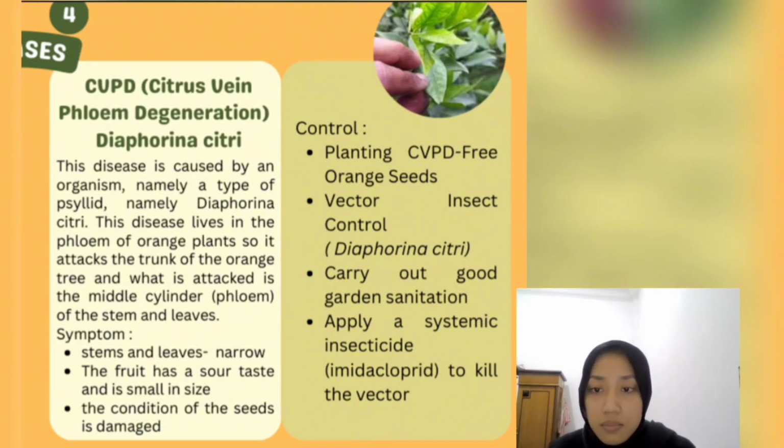So its presence in citrus plants must receive serious attention, because the impact caused to citrus plants by GVBD greatly reduces plant productivity. So it affects the economic value that can be obtained by the farmer. Third, carry out good garden sanitation, and four, apply a systemic insecticide or imidacloprid to kill the vector.